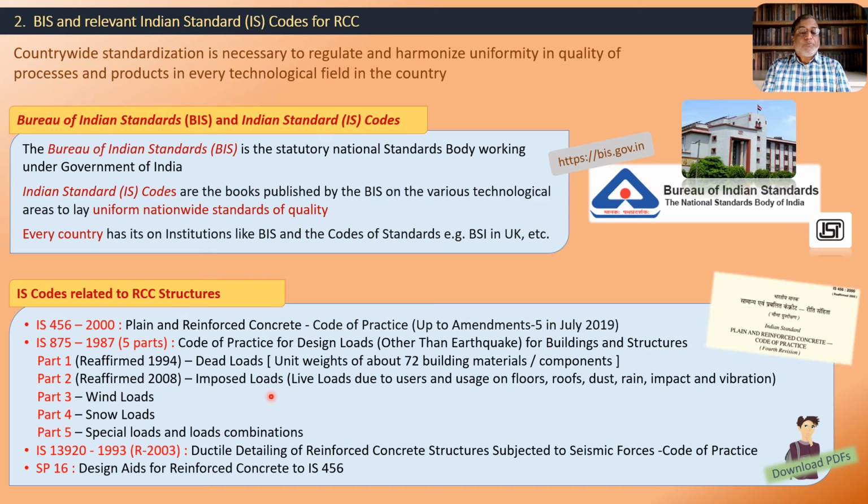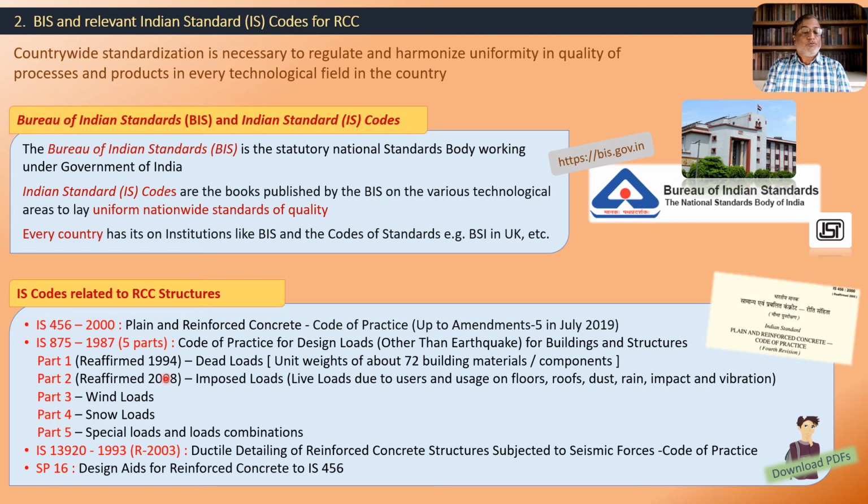Part 2 is about imposed loads or live loads. The live loads come on the structure because of the users, the weights of the users. They are other than dead loads, and the usage of floors and roofs and dust and rain and impact and vibrations. All these loads are other than the unit weights of the materials, so they are categorized as imposed loads. Dead loads are self weights, whereas imposed loads are the loads which are put over the dead loads. That is part 2 of IS 875. It gives us exhaustive data about the imposed loads.